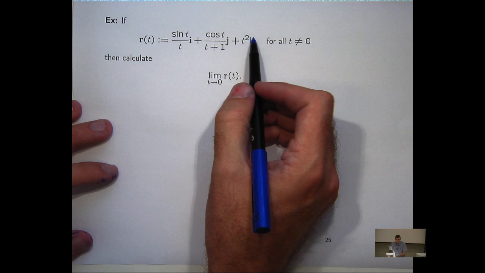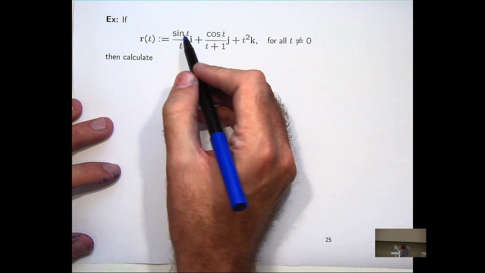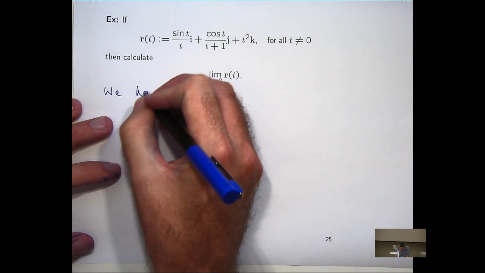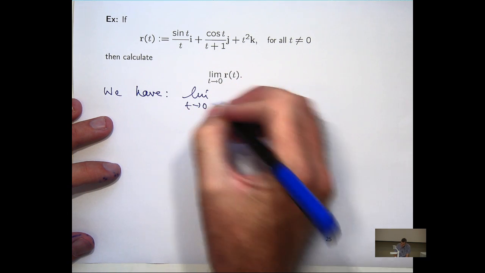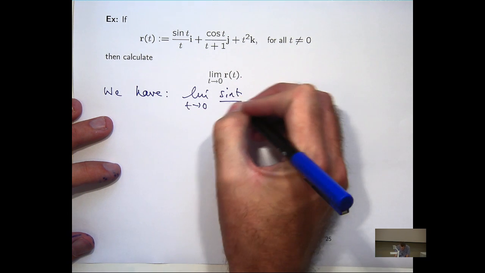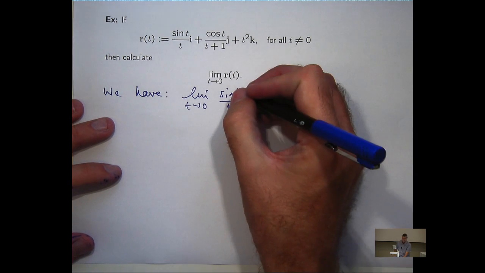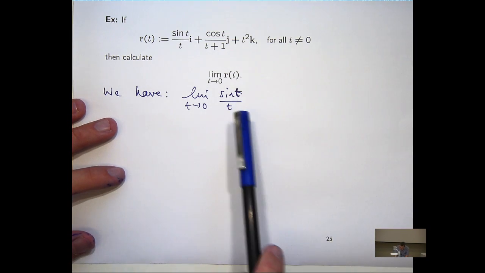Now the easiest one here is t squared. Then this one, and this one's a little bit harder. So the question is, what is this limit? Well, in first year or even at school, you learned that the limit is 1.